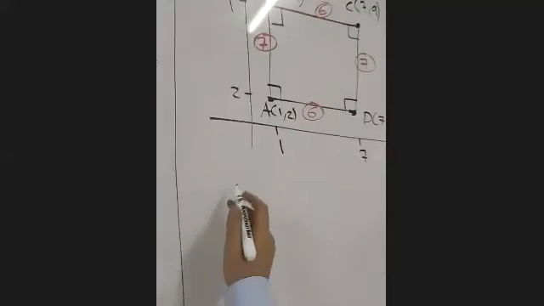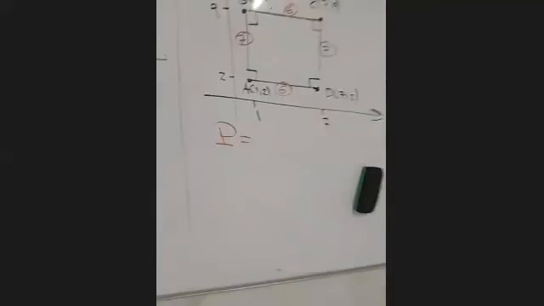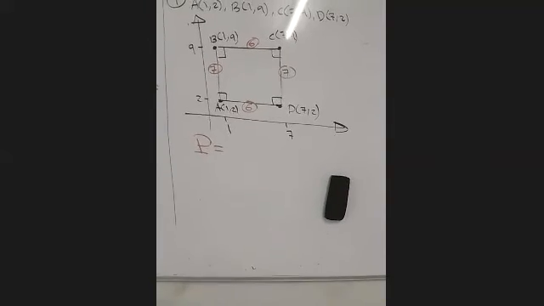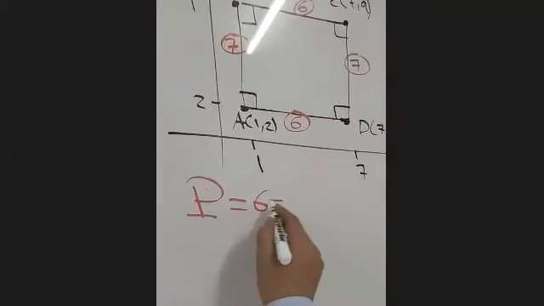Now, what's the area? Sorry, what does the question want? The perimeter. We call it P. What's the perimeter? We will add 6 plus 7 plus 6 plus 7. Exactly.